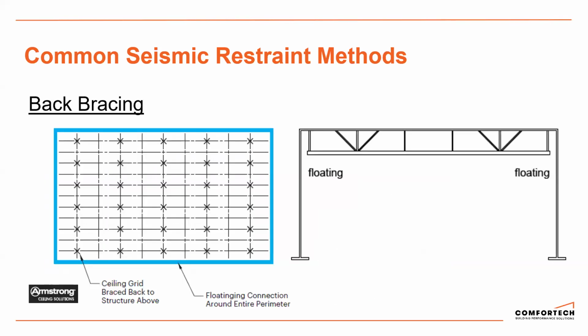Finally, back bracing, everyone's favorite. It works really well. However, it is expensive in terms of labor, in terms of install cost per brace. This is where the perimeter is fully floating and the main area of the ceiling is held back to the structure, whether it be concrete or a roof above.